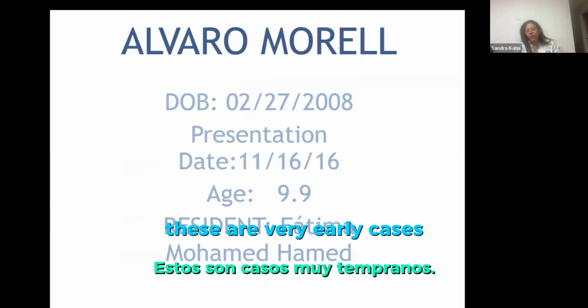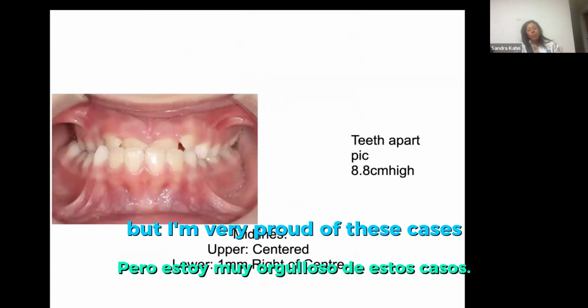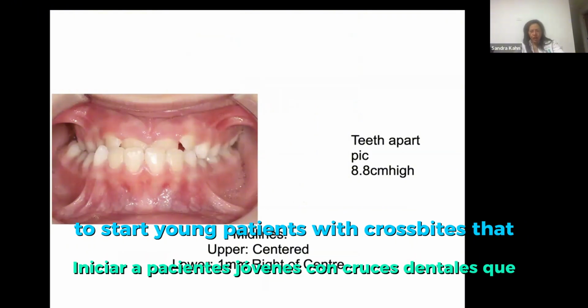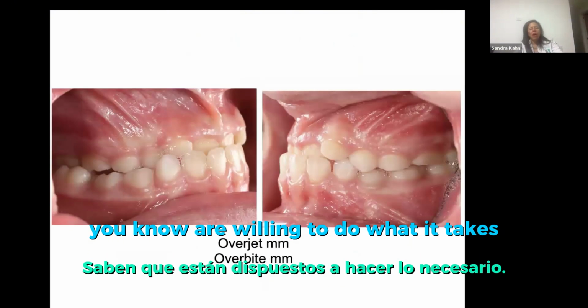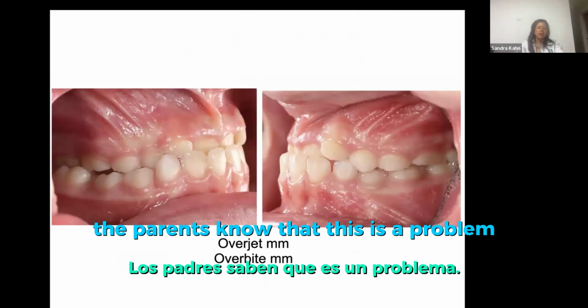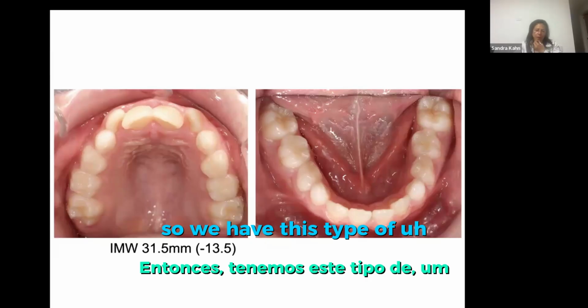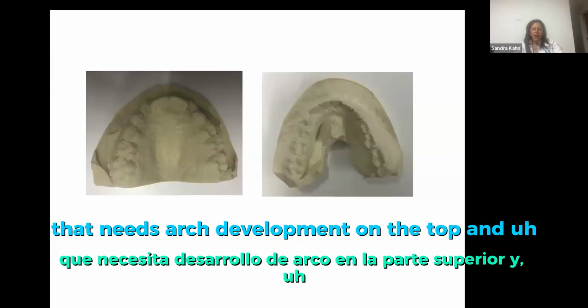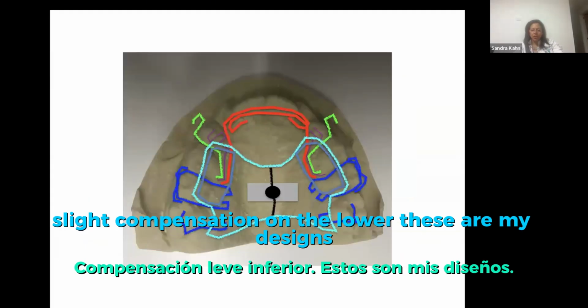So let me show you just a few cases. These are very early cases, but I'm very proud of these cases because I feel that this is the correct patients to start. Young patients with crossbites that are willing to do what it takes. The parents know that this is a problem. So we have this type of patient that needs arch development on the top and slight compensation on the lower.